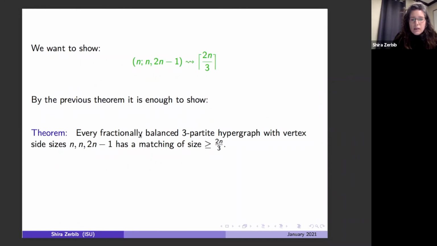Okay, and this theorem actually will be proved by different topological tools, different than the ones that I mentioned so far in this talk. And this will be the topological Hall theorem that is in the title of this talk.